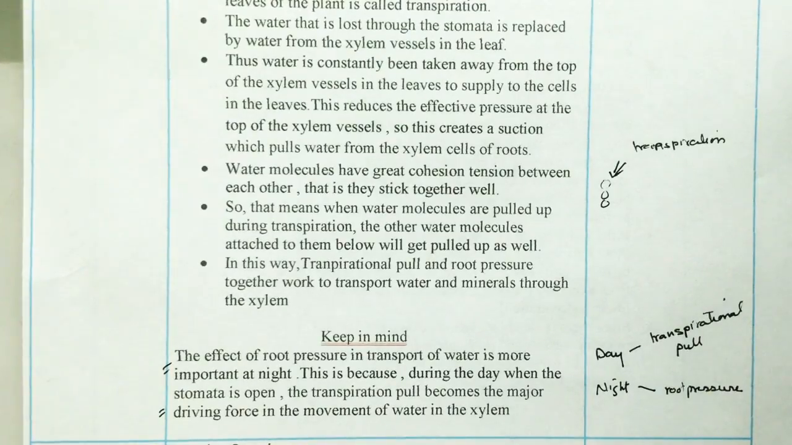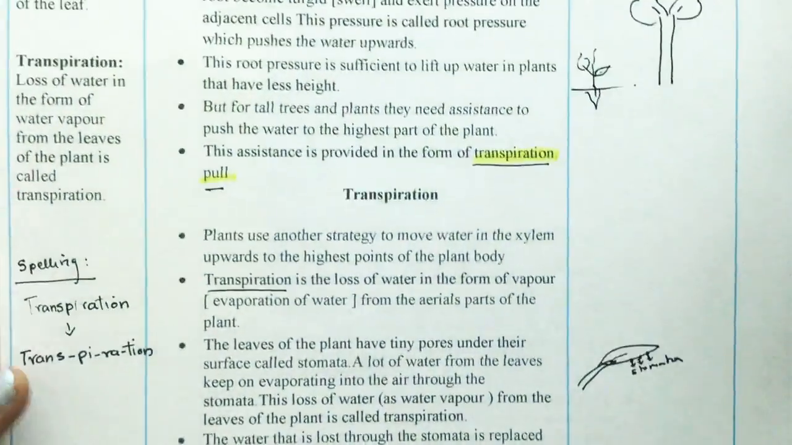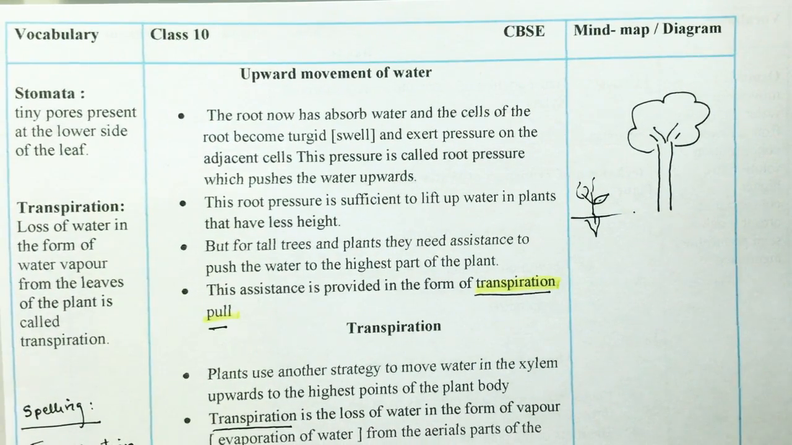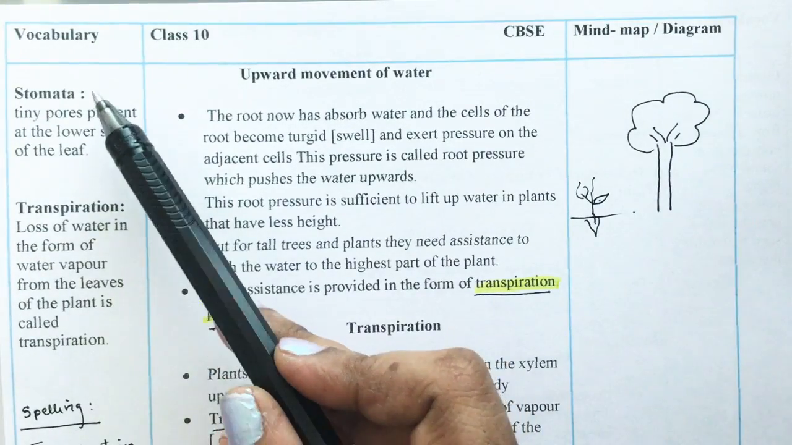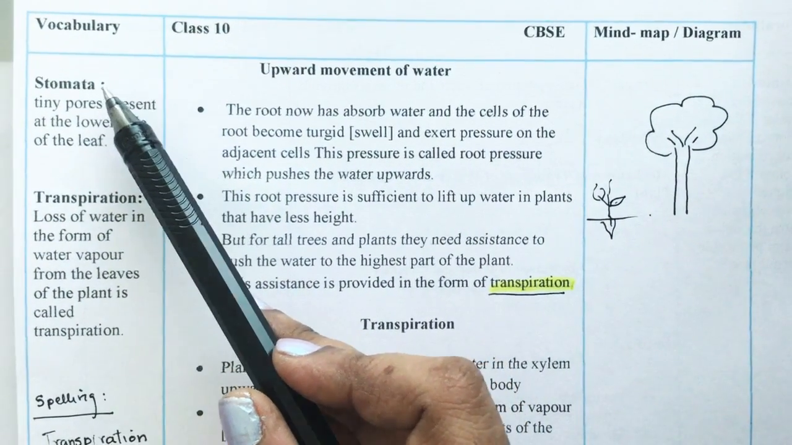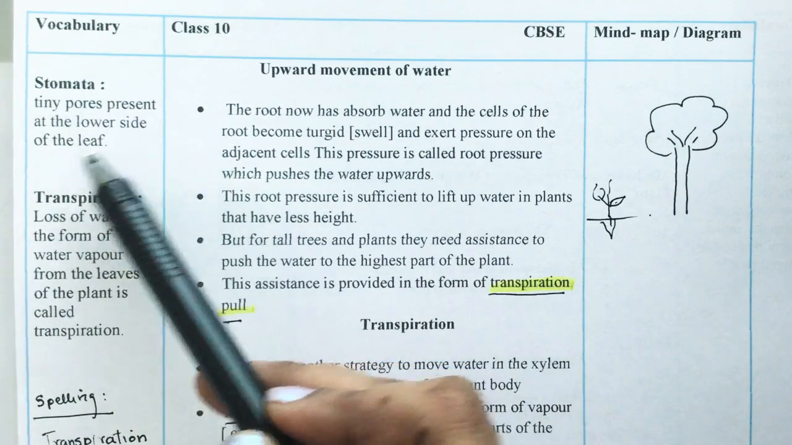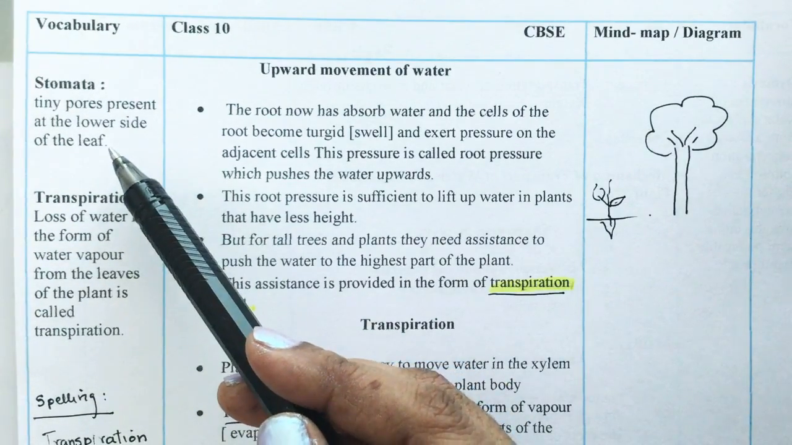Clear? Now, let us come to the vocabulary part. There is nothing much in the drawing part over here, but I will definitely show you a diagram related with that, but later on. In the vocabulary section, you have to learn what is stomata. There are tiny pores present at the lower side of the leaf. Okay.